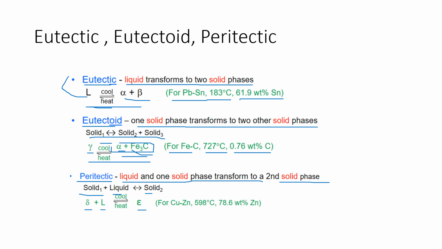For the copper zinc phase diagram, at a temperature of 598 degrees centigrade and 78.6 weight percent of zinc, we can get another solid. So this is a review of the eutectic, eutectoid and peritectic reactions which occur, and some examples are also mentioned for more explanation.